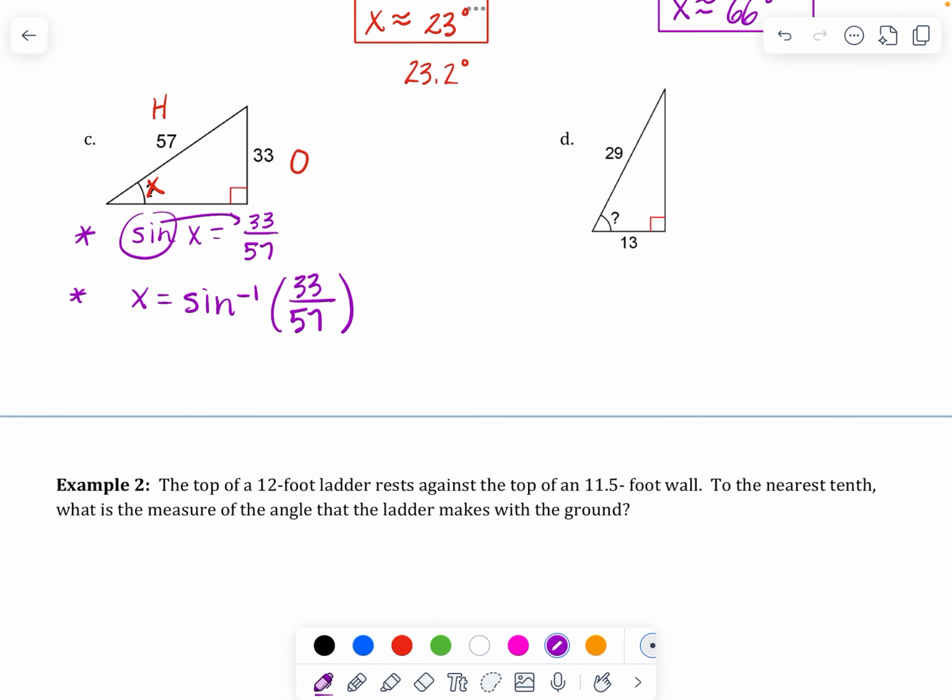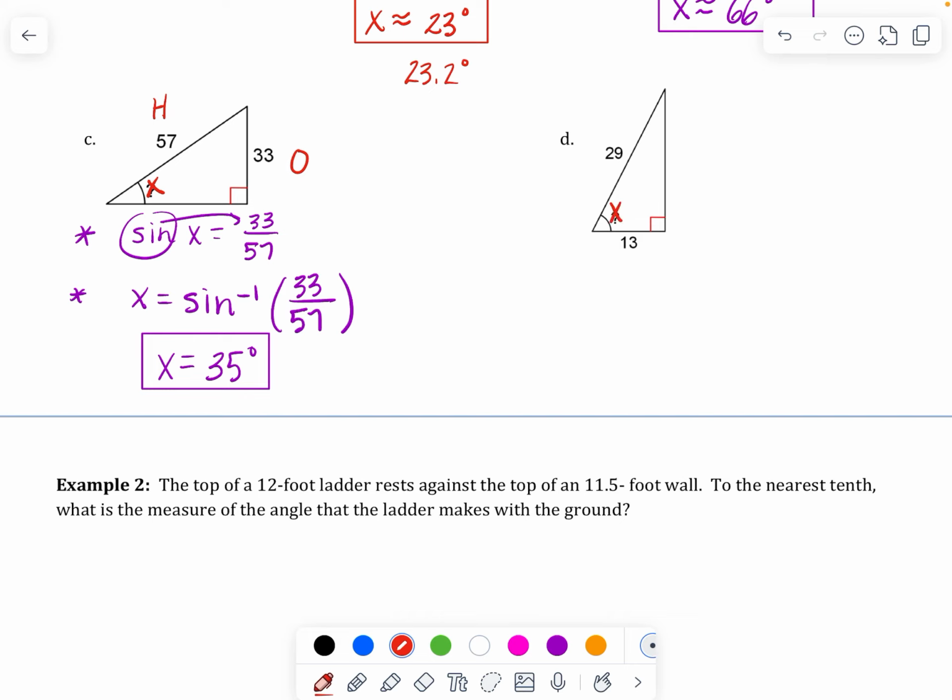In your calculator, hit the second button, then the sine button. That'll give you the little inverse operation, and round to the nearest whole number. So you'll get about 35 degrees for the angle that is missing in problem C. All right, again, a lot easier than the previous section.